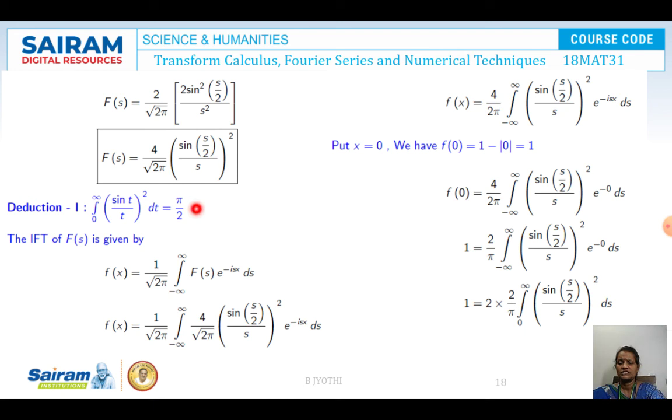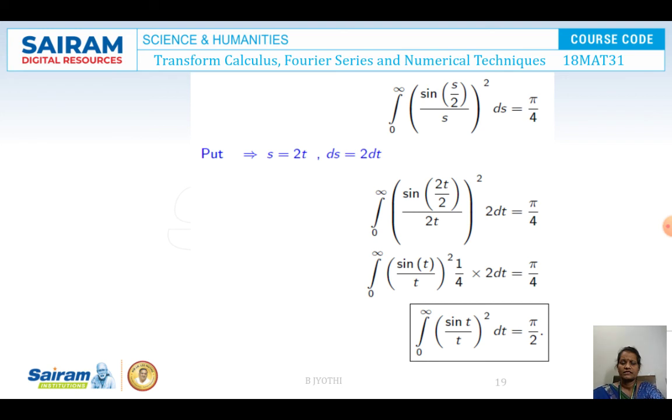So again the deduction is of a similar type. What we can do is take f of s into e power minus isx, that is the inverse transform. Substitute f of s here and put x as 0. f of 0 is 1, therefore 1 is equal to 2 into 2 by pi integral of sin of s by 2 divided by s, the whole square, into ds. Later we will put s as 2t and ds will become 2 dt. Then we will get the result that the integral of sin t by t the whole square dt is equal to pi by 2.